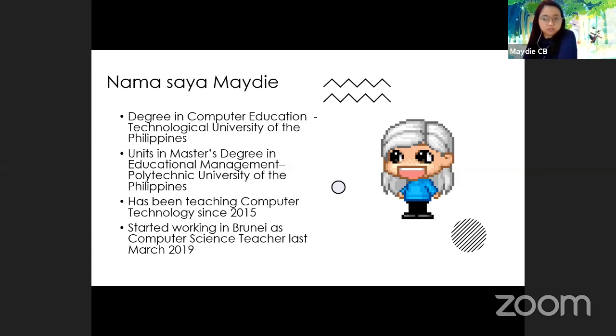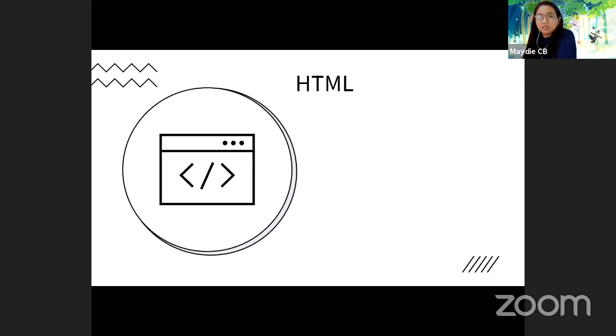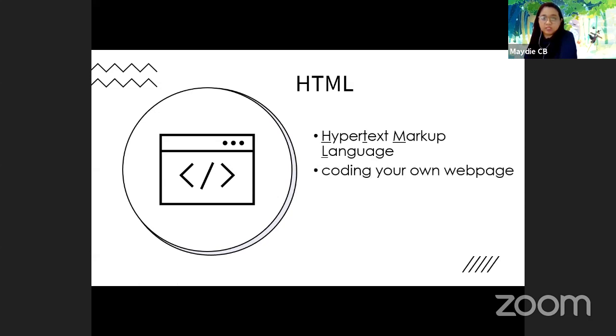Okay, so let's start the topic. So HTML, the full form of HTML is Hypertext Markup Language. When we say hypertext, so this is a computer readable file. Okay, and then markup is like the process of converting or structuring the hypertext into something. So in this case, HTML. So the codes will form a web page. So HTML is coding your own web page.